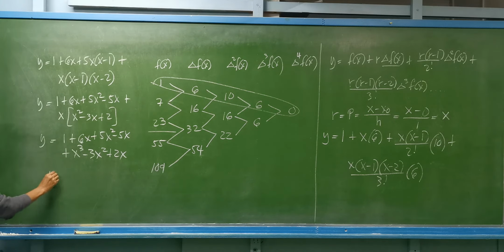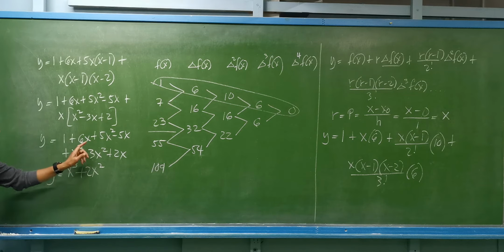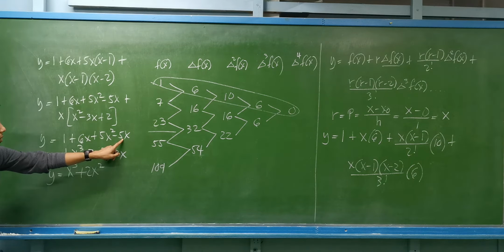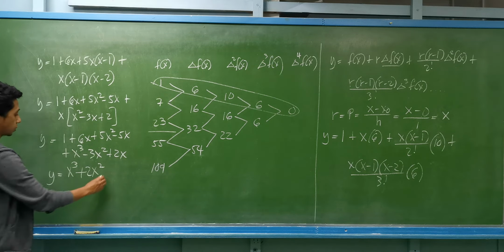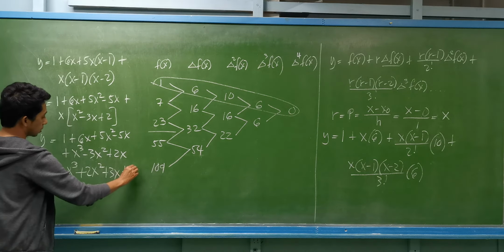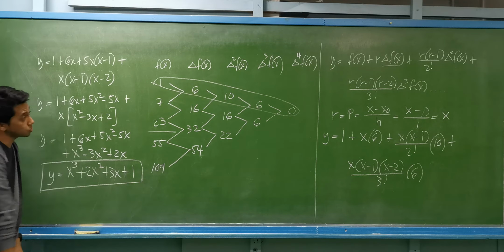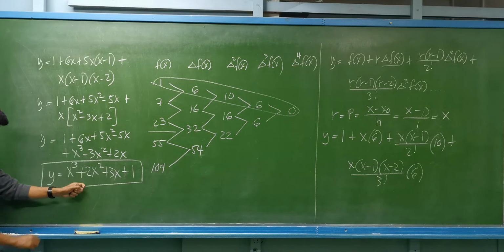Alright, then we have the final equation, y. Let us have the x cubed first. Then minus 3x squared plus 5x squared is plus 2x squared. Then we have 6x minus 5x is x plus 2x, that is the same as 3x. Then plus the constant 1. So this is the equation of the polynomial.